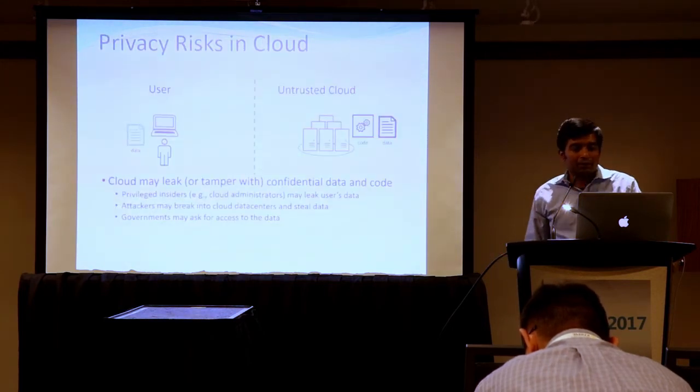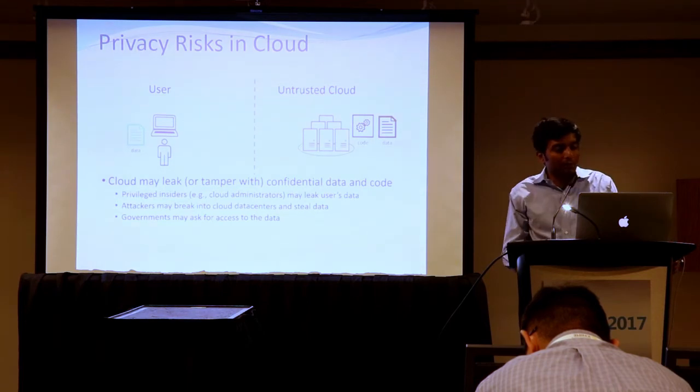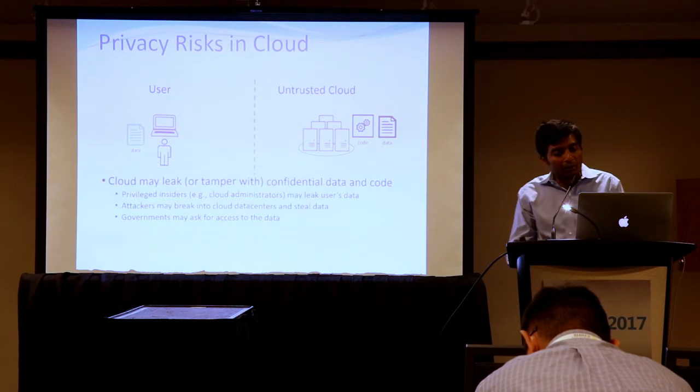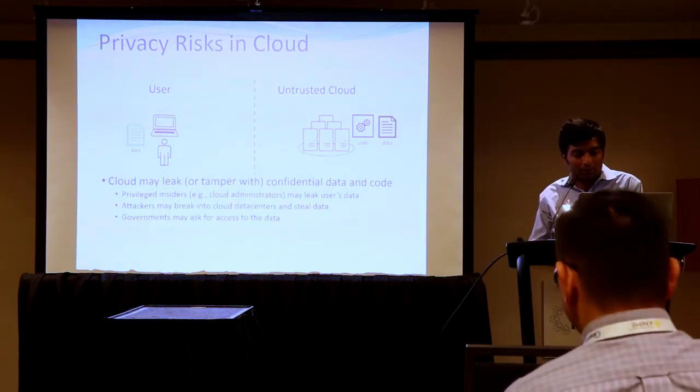So in this case, they want to run this MapReduce job in the cloud, because nowadays people move their data to the cloud, and the cloud provides better storage, but the cloud may leak confidential data in the code, and a privileged insider may leak user data. Attackers may break into cloud data centers and steal the data. So these are the possibilities we have.